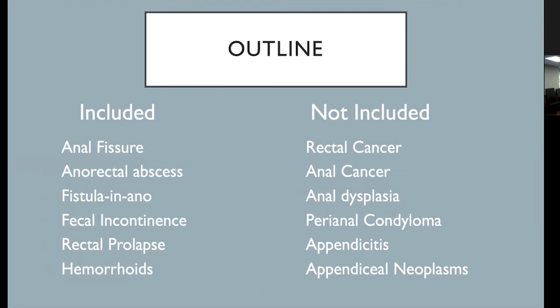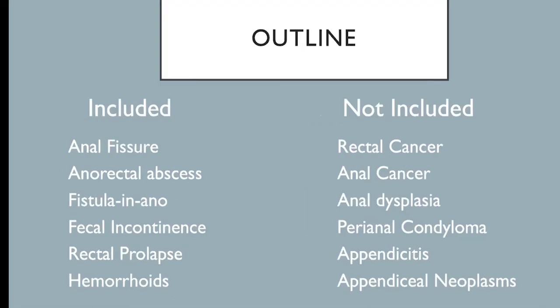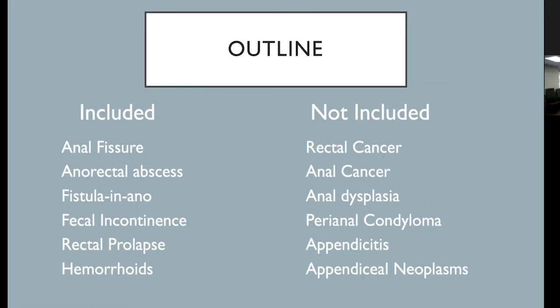Topics not included today, but are on the ABSCITE and in the year one curriculum: rectal cancer, anal cancer, dysplasia, perianal condyloma, appendicitis, and appendiceal neoplasms. So those are topics you'll have to review on your own for the ABSCITE.